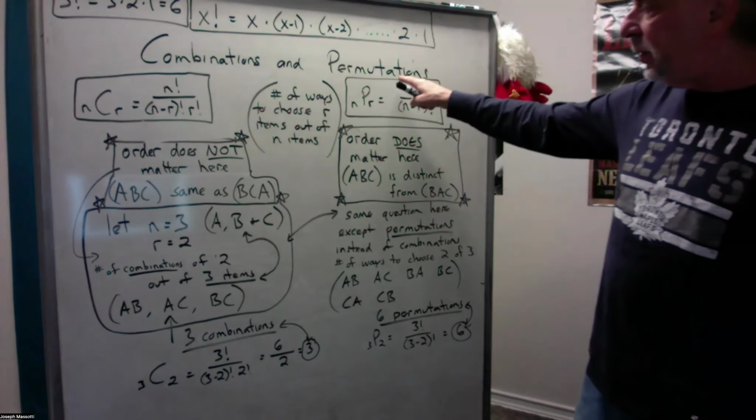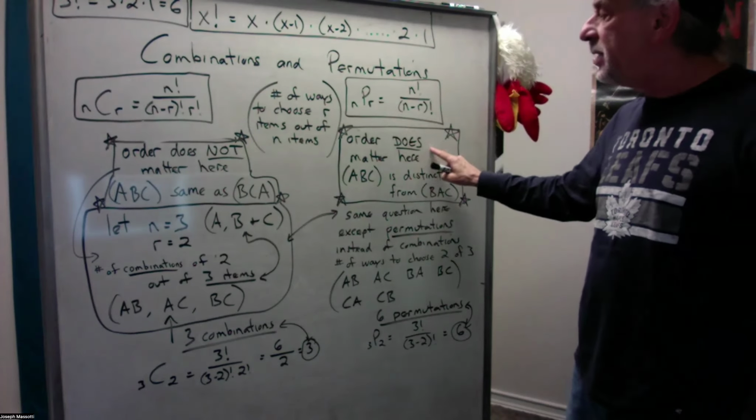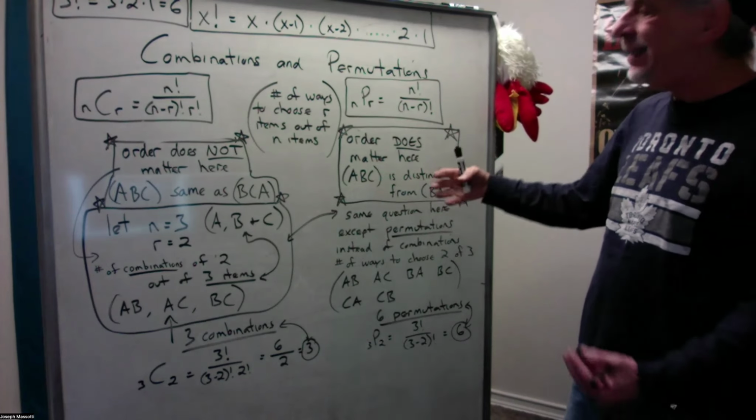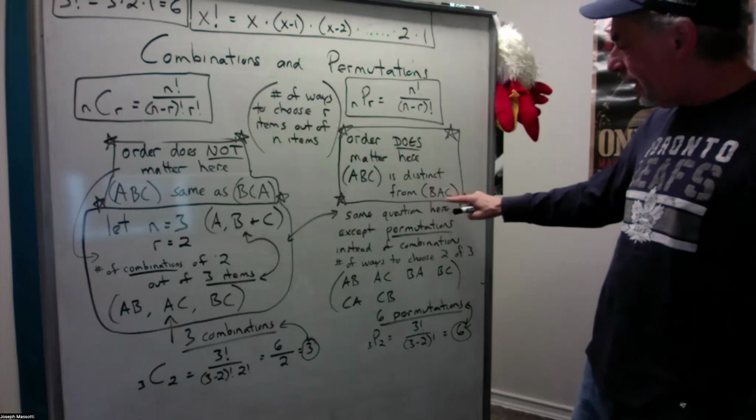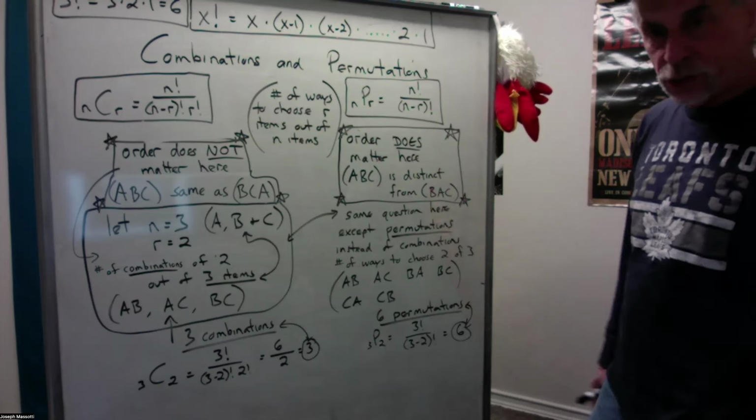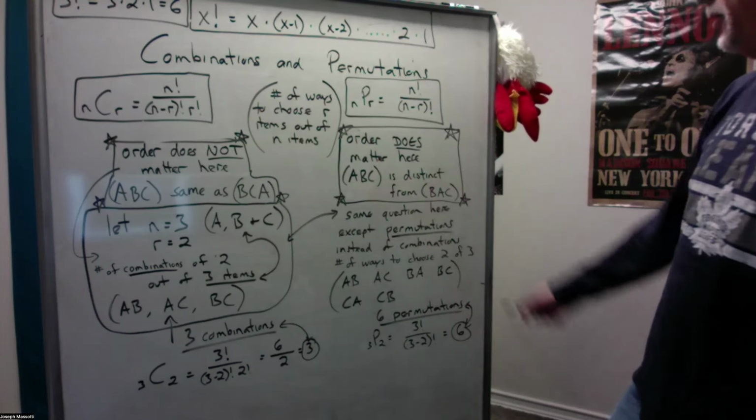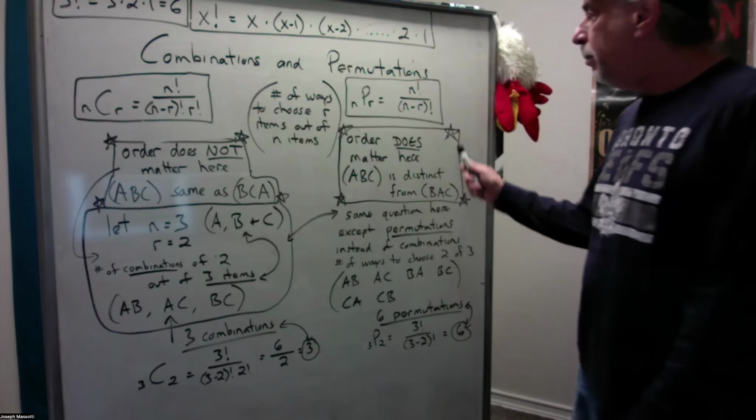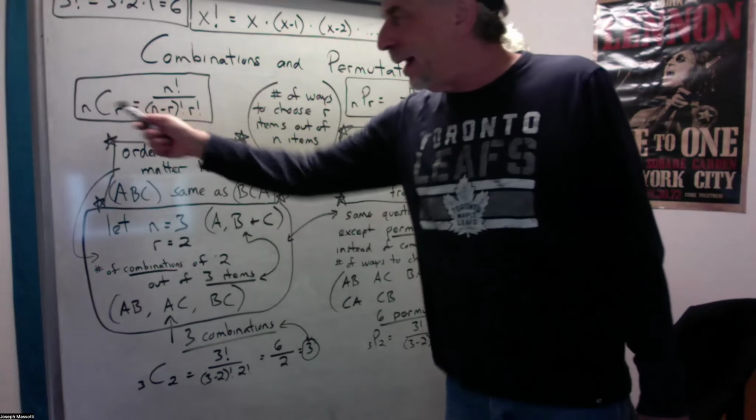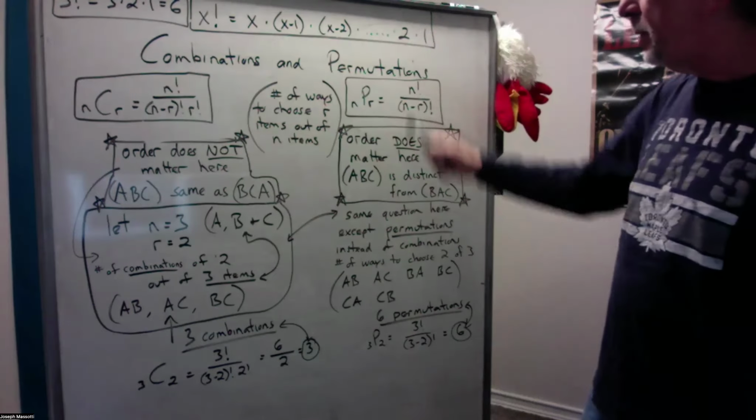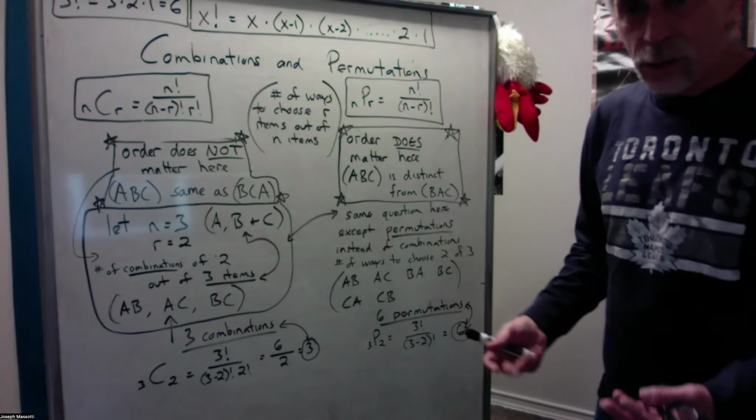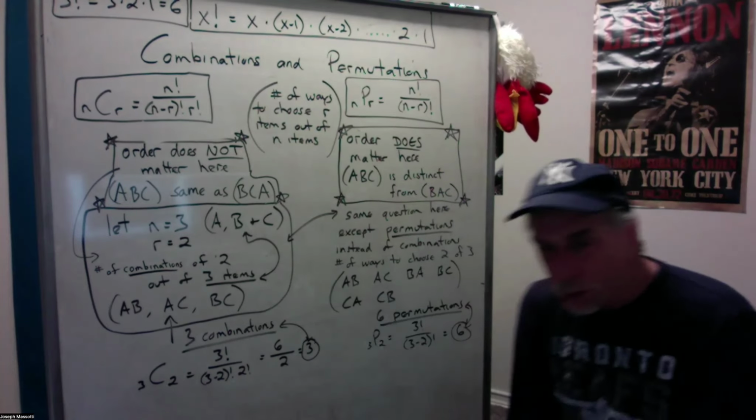For a permutation, the order does matter. So the arrangement A, B, C would be considered a distinct permutation from B, A, C, or B, C, A, or any other arrangement of those 3 letters. So there will always be more permutations than combinations if you're using the same numbers for N and R. There'll always be more because here order does matter, so we're going to be counting those extra possibilities.